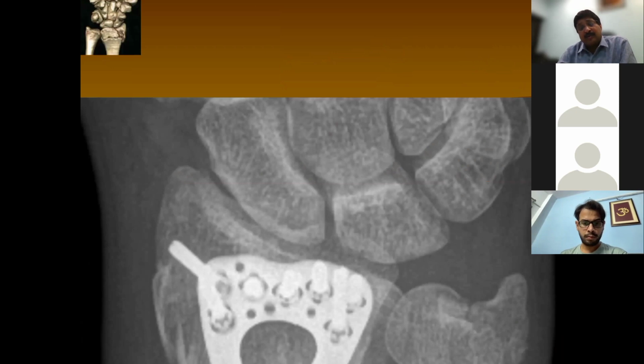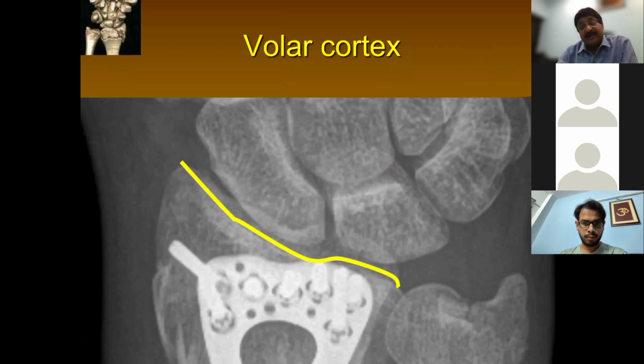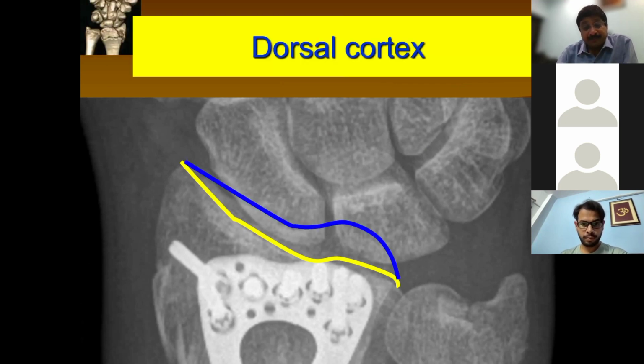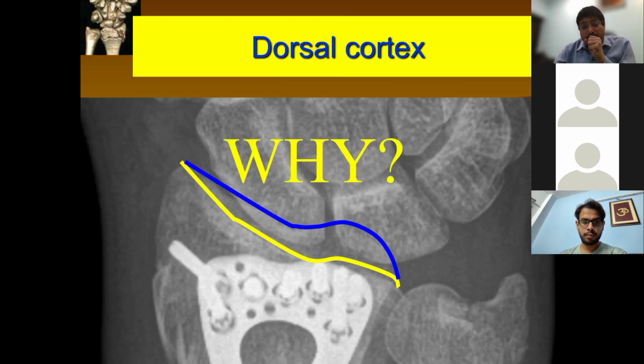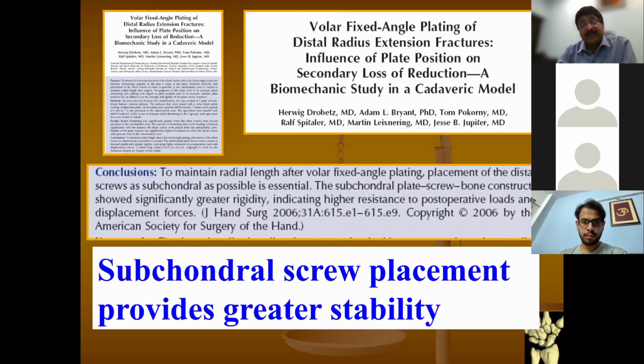Let's take a closer look. Because there is a volar tilt, the volar cortex is more proximal. This is the dorsal cortex. If there were any screw in between, it would have to be in the joint, but none of the screws is crossing into the articular surface. So we are safe in this. But the question comes, why should we take our plates so distally that we are worried about screw penetration? The answer is in 2006, a study done by Jesse Jupiter et al.